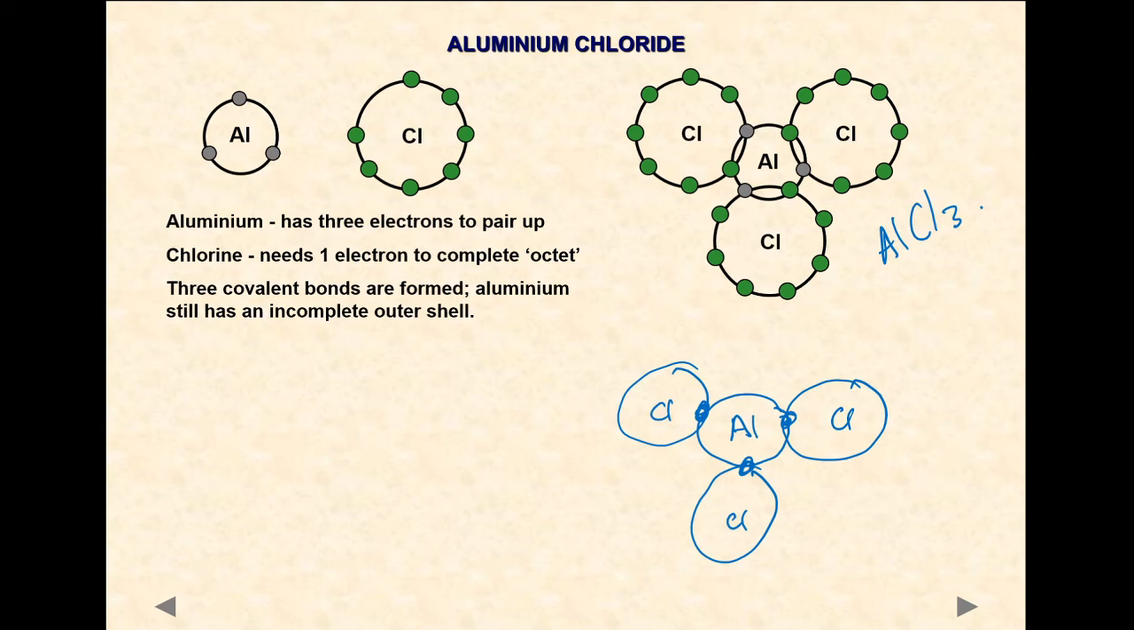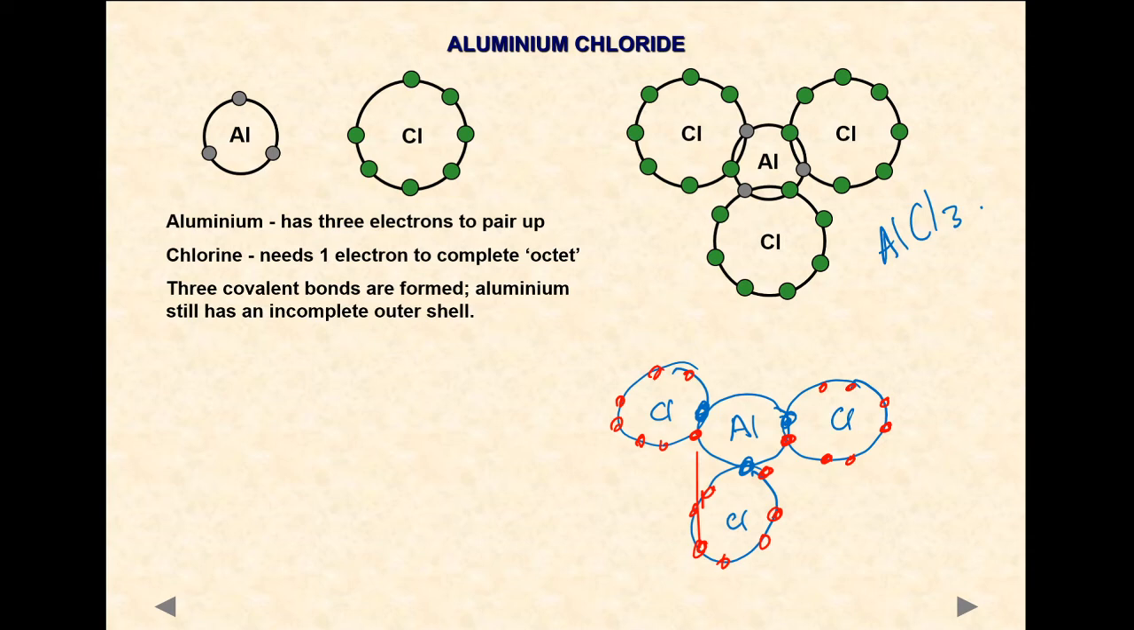Now, with the chloride, each one of them has 7 electrons as valence electrons. So you have 1, 2, 3, 4, 5, 6, 7. Same applies here of 1, 2, 3, 4, 5, 6, 7. Same applies here of 1, 2, 3, 4, 5, 6, 7.